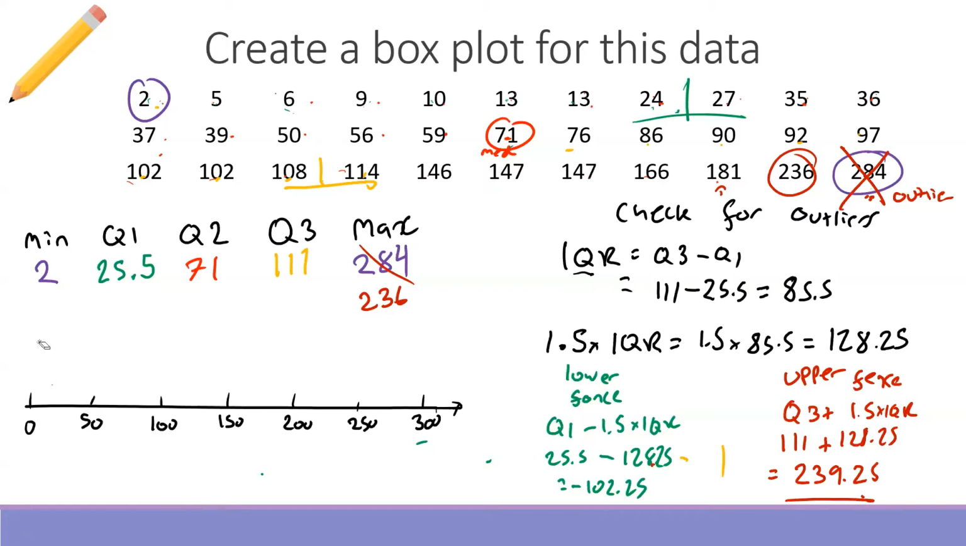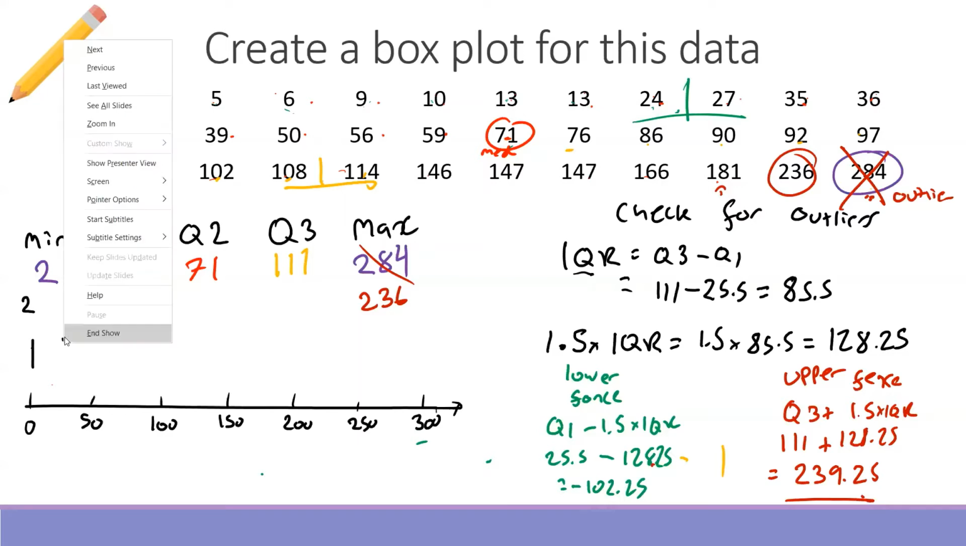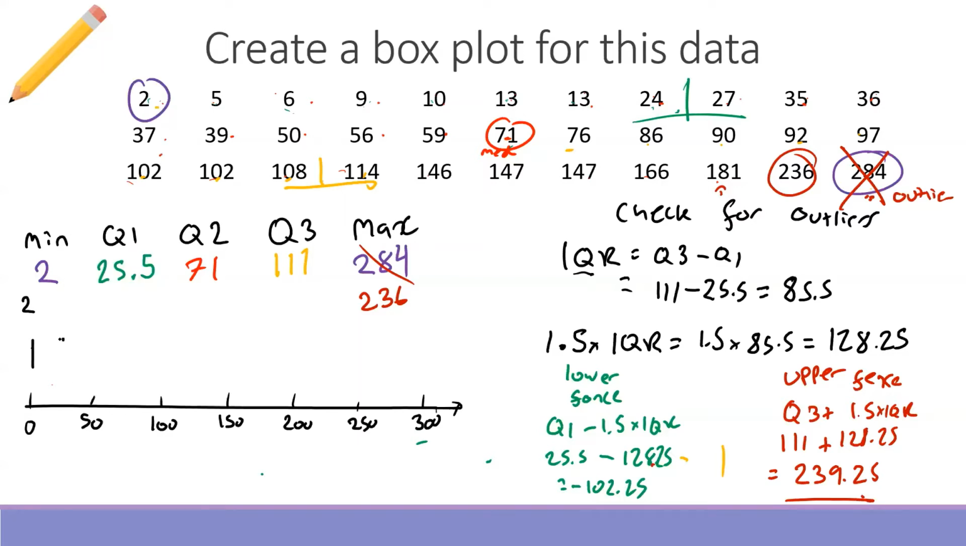It's going to be really close to the 0 line, so I'm pretty much just going to do it a smidgen away from the 0 line. But yeah, it's 2, because it's difficult to tell, I'm actually going to write the number 2 above it just so that you can tell. The next is 25.5. So it's pretty much smack bang in the middle, which is nice, between 0 and 50.